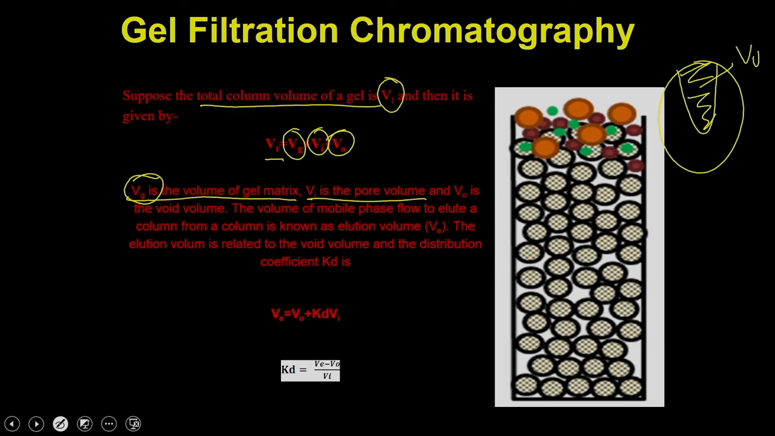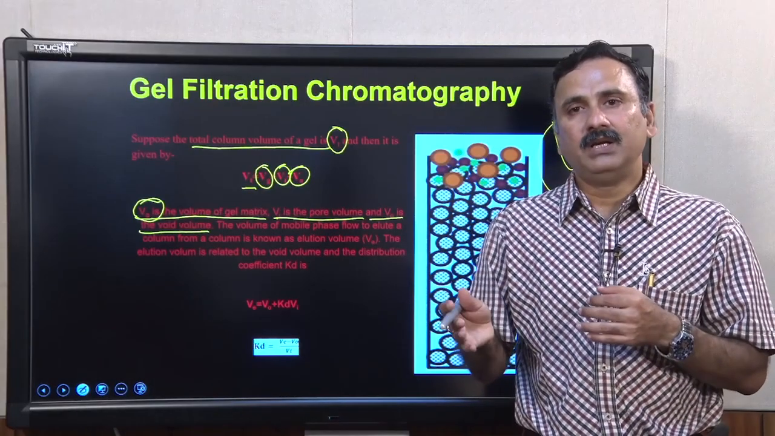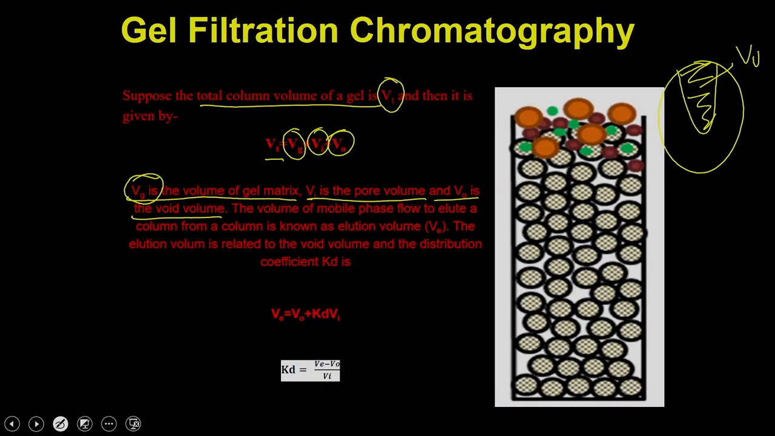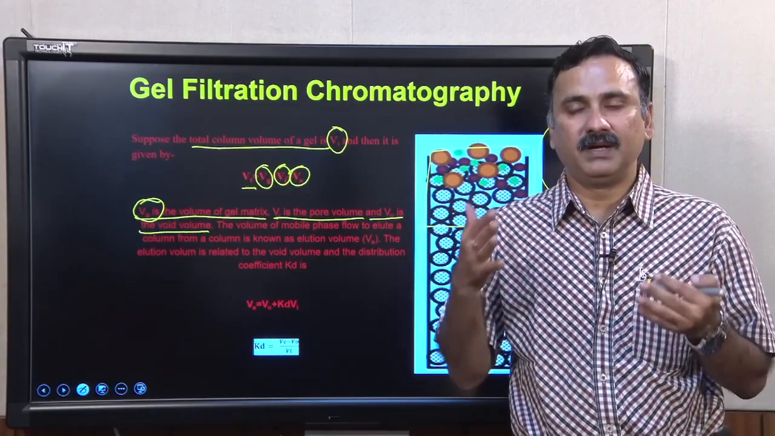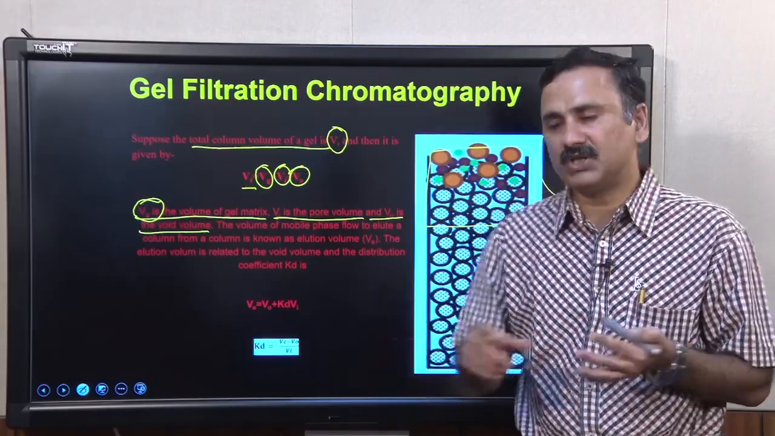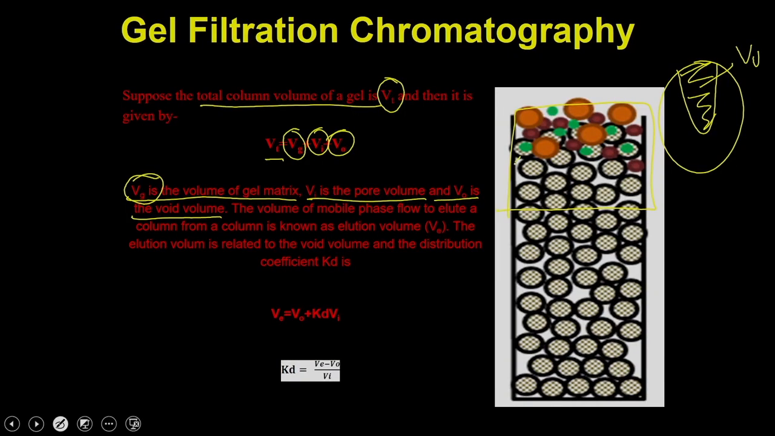and the volume of the total beads is called VG, and VO is the void volume, which means the portion of the column which is not going to participate in the fractionation. If you take this column, there is some portion which is not participating in the fractionation, which means the region present in between the beads. So that is called the void volume.